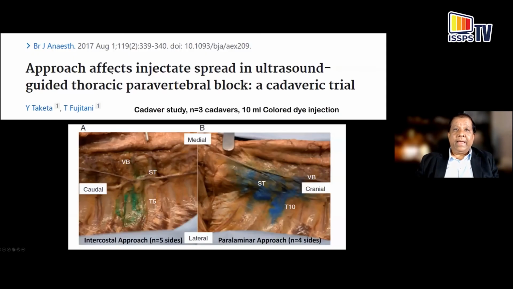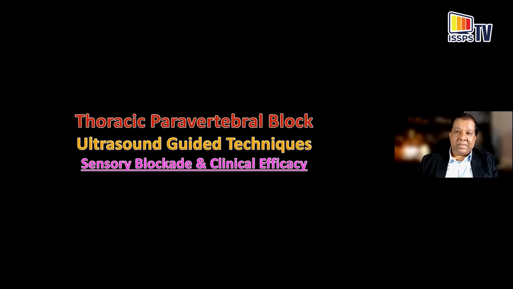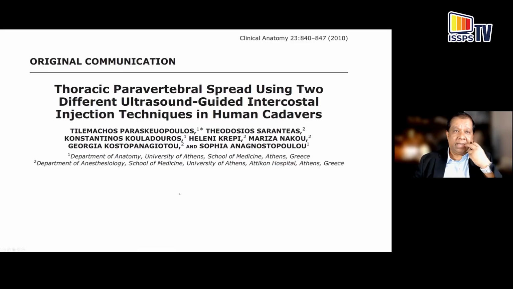This approach produced ipsilateral spread of the contrast in this cadaver study. The spread to the medial aspect of the paravertebral space and the sympathetic trunks was greater with the medial technique than with the intercostal approach. So therefore, medial spread may be more where the real crisscrossing of the nerves and the somatic fibers and sympathetic fibers are located. So what about the sensory efficacy, blockade and clinical efficacy with the ultrasound guided techniques?